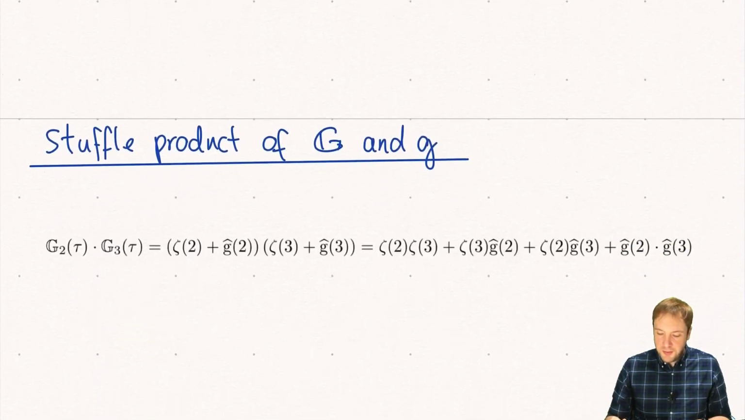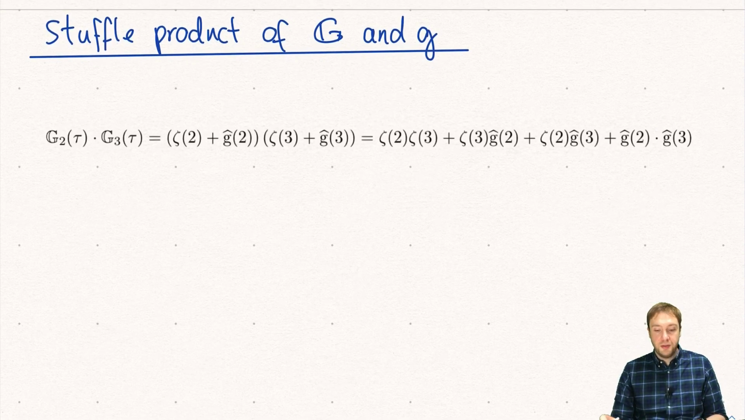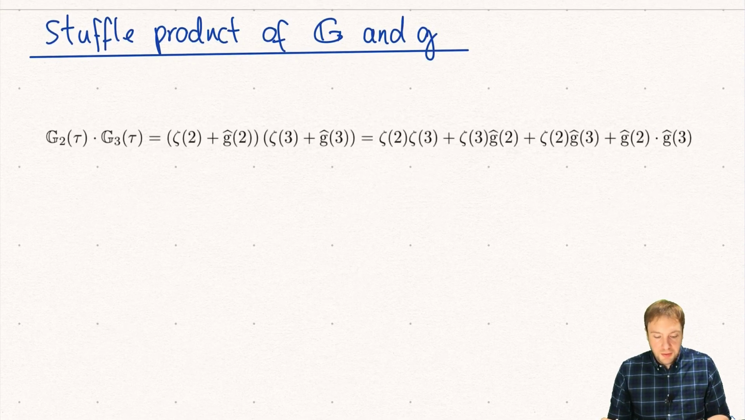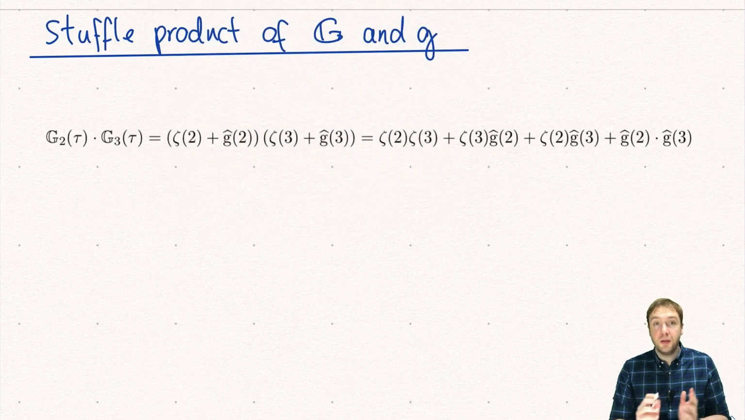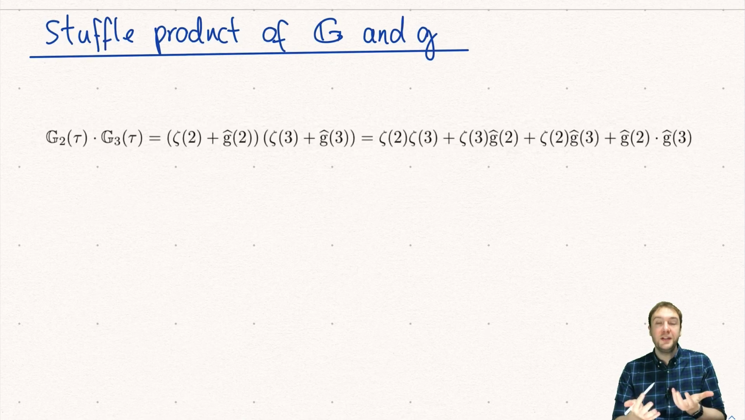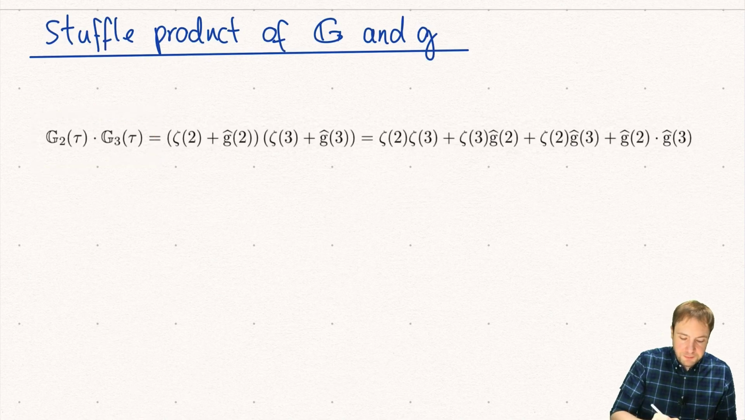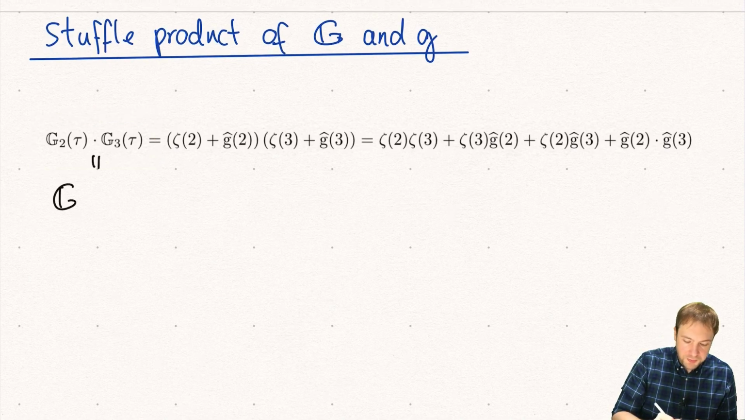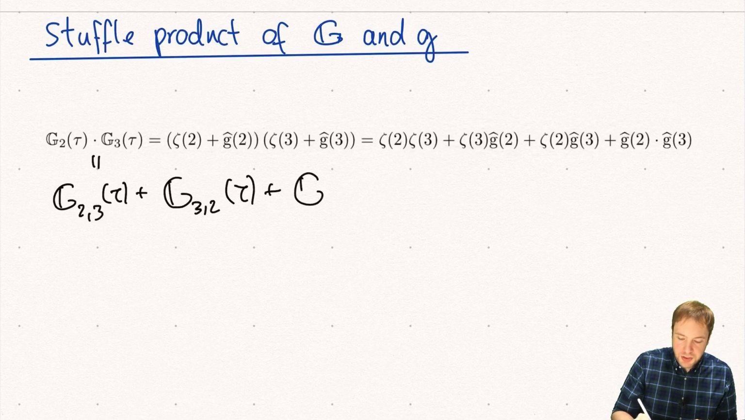And yeah, so I want to end this section by talking about the Stafford product of these multiple Eisenstein series. So we saw in the definition of multiple Eisenstein series that by definition they also satisfy the Stafford product formula. So for example, if I multiply G2 with G3, I could write this as G23 plus G32 plus G5.